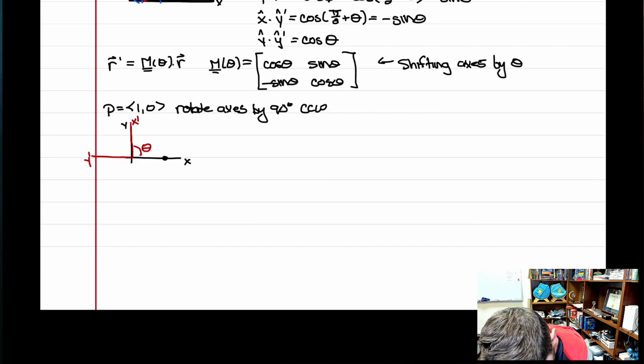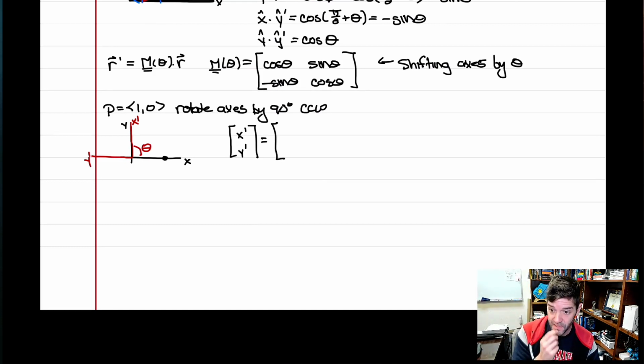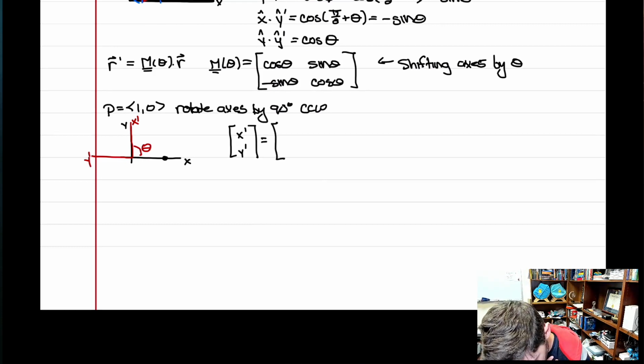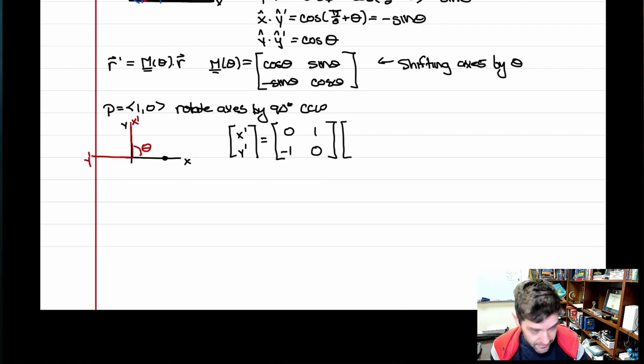So I have the new values, x dash and y dash, is going to be this matrix. So cosine of 90 degrees is 0, sine of 90 degrees is 1, negative sine of 90 degrees is -1, cosine of 90 degrees is 0. Applied to the original coordinate 1, 0.